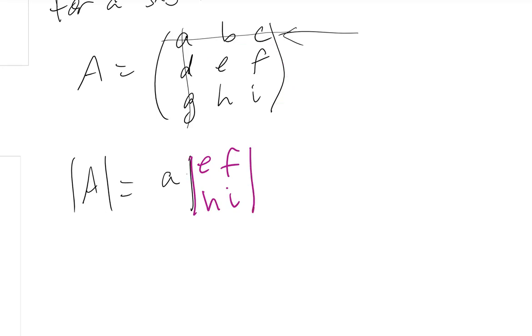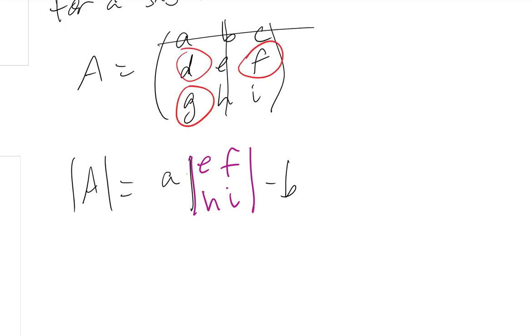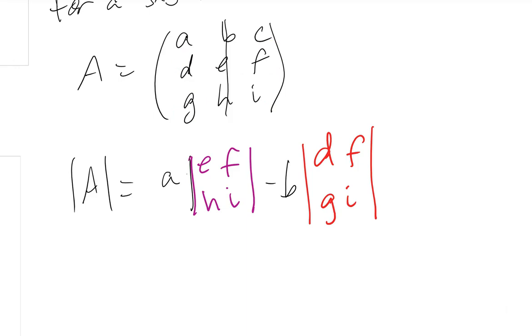Then I take the b. I'm still running along the first row, but it's minus this time. So minus b, and I'm going to cross out the row and the column that b is in. What's left over is this d, f, g, i. So I'm going to take the determinant of that, d, f, g, i. And now I run along, I find c. I take the row and the column that c is in and I cross that out.